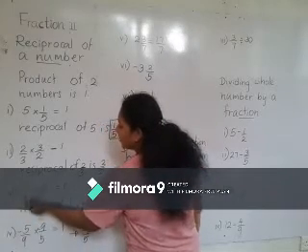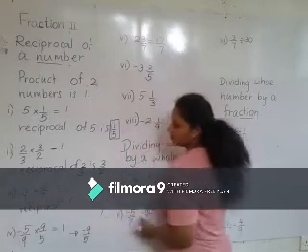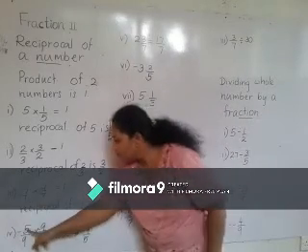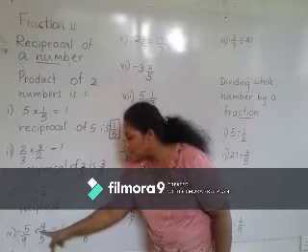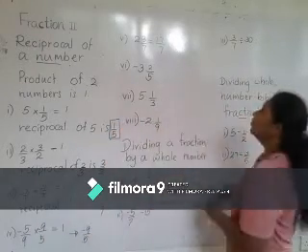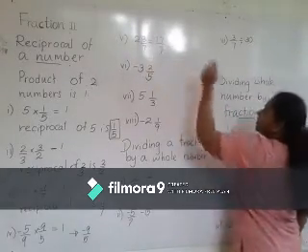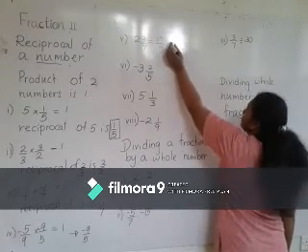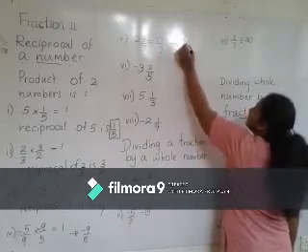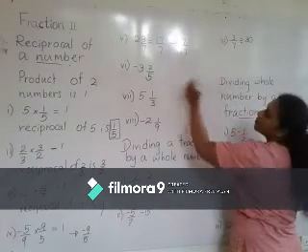So what will it be? Upside down, so -1/7. Here also -9/5, upside down, it is -5/9. So now we got the improper fraction 17/7. So what will the reciprocal be then? 7/17. So this is the reciprocal.